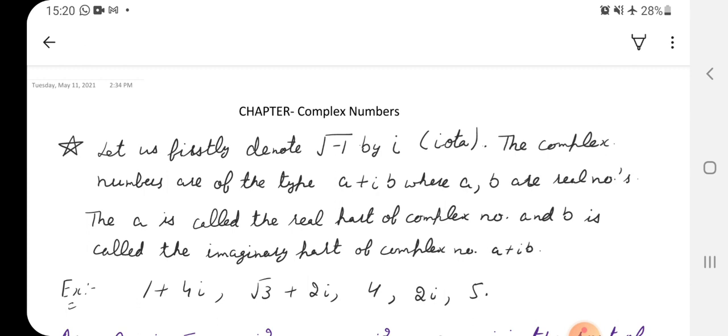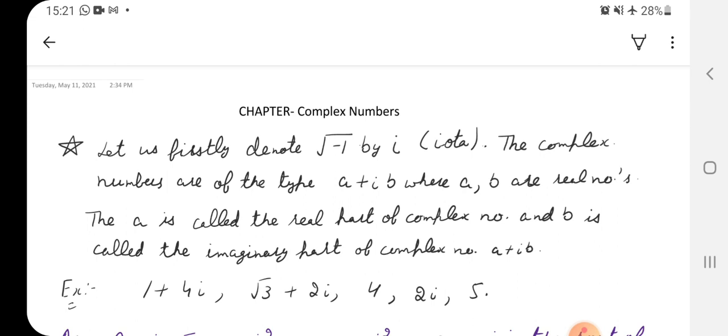These complex numbers will always revolve around roots of negative numbers. Earlier you didn't know about the root of negative numbers, but now you have defined the root of negative numbers by a complex number which says the root of -1 is what? Iota, that is I, right?